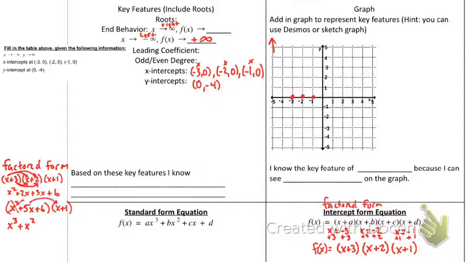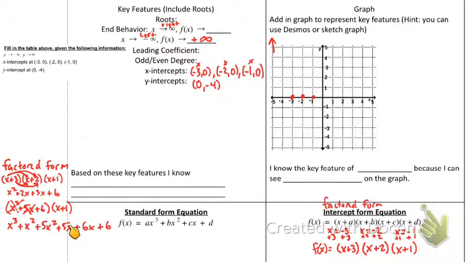Then we go 5x times x. That gives me 5x squared. 5x times 1 gives me positive 5x. We're done with him. Now we go to the 6. 6 times x, positive 6x. And then 6 times 1, positive 6. And now all we have to do is combine like terms.